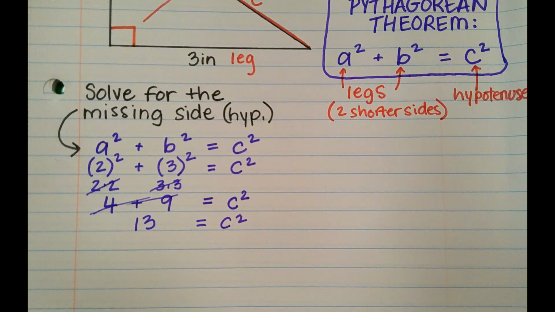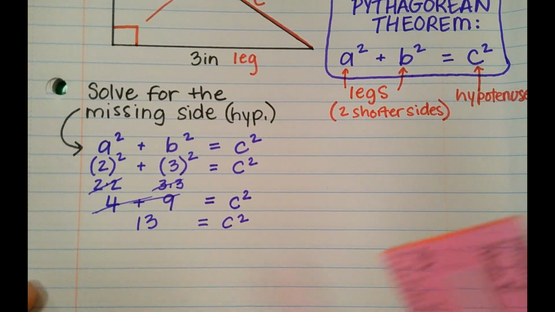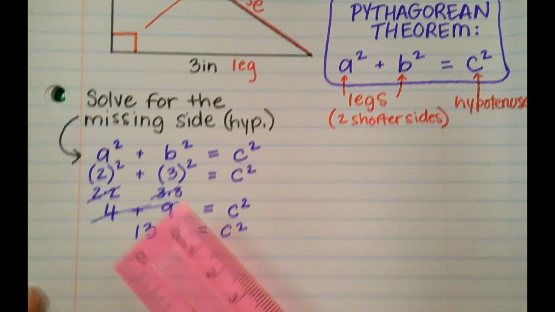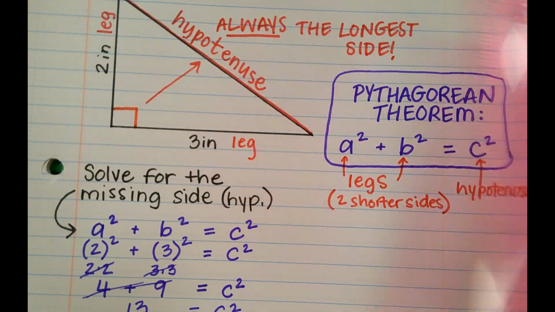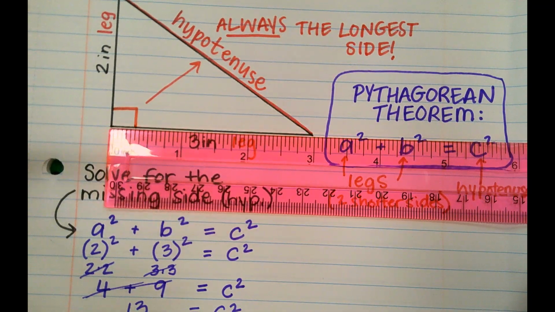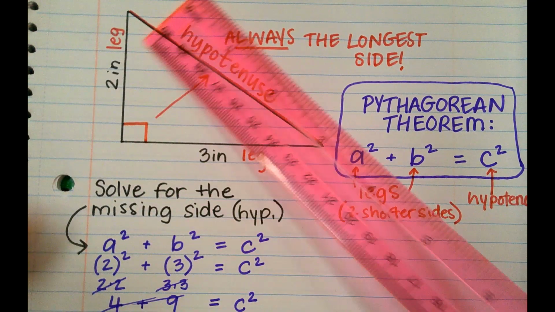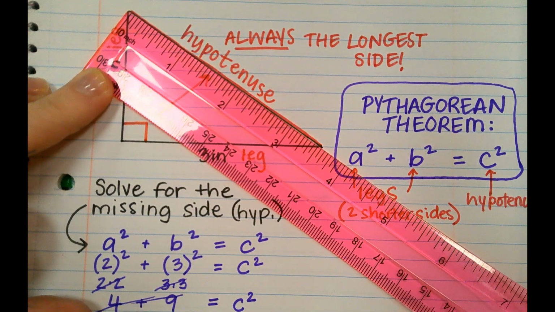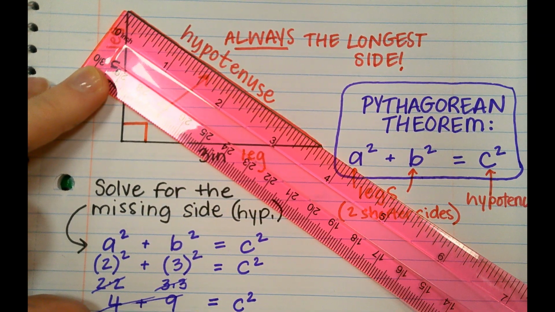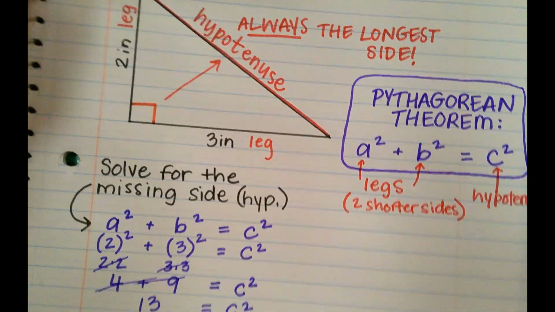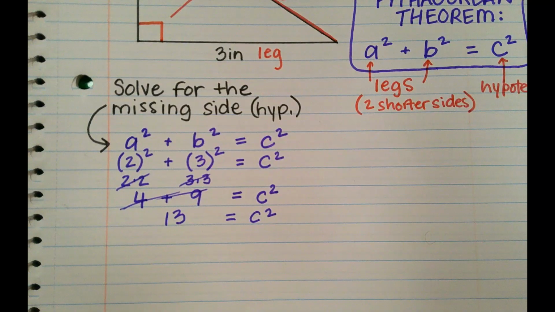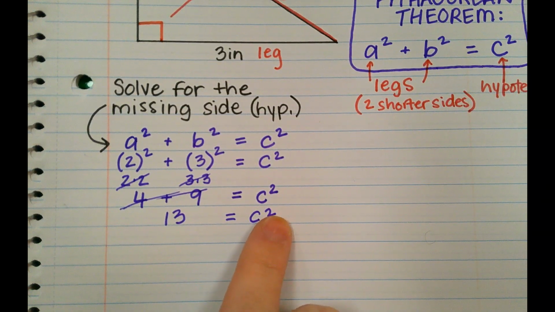No. And we can look at our picture and tell that that doesn't make sense. C isn't 13 because this is 3 inches and this is 2 inches. Our hypotenuse shouldn't be 13. It should be close to 3 point something because it's just a little bigger than 3 inches. So what is the last step I haven't done yet? I need to get rid of that squared. Do we remember what the opposite of squared is?